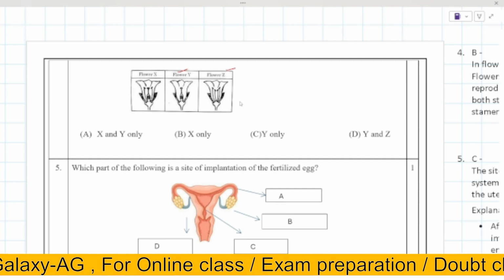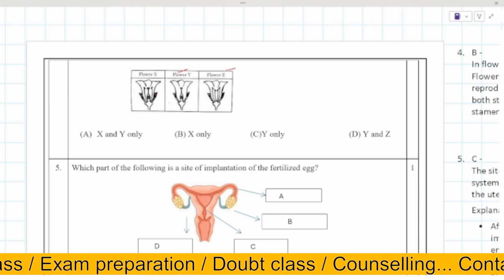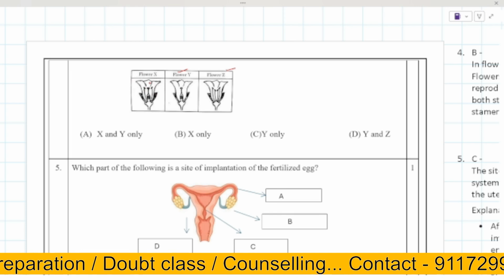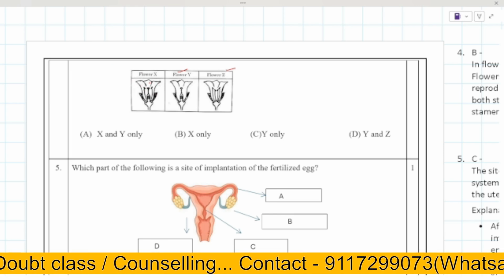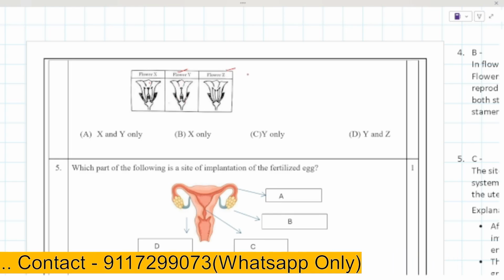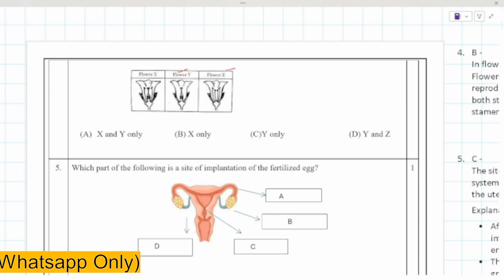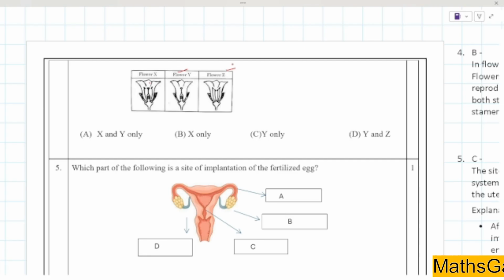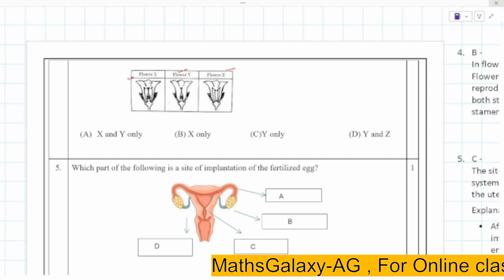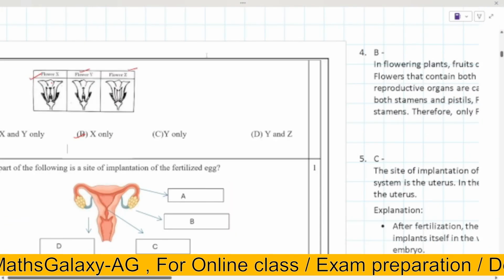Right. So now, X only. Yes, very good, the X. As you can see here, in X, the middle one is the female gamete and on both sides are male gametes. In Y it is only female gamete, and in Z it's only male gametes, right? For fertilization, male gametes and female gametes both are necessary, right? So both are present only in X. That's why the option will be X only. Okay, is it clear?